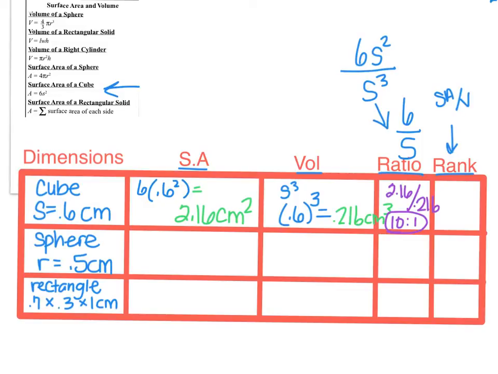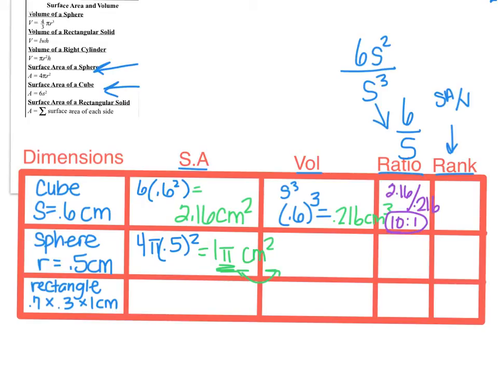Alright, next we're going to calculate the surface area of our sphere. So the surface area of a sphere up here is 4 pi r squared. So 4 pi, and our radius this time is 0.5 squared. And that works out to be 1 pi centimeter squared. You don't have to calculate it out with pi, because what's going to happen is you're going to end up canceling pi when you get your ratio.